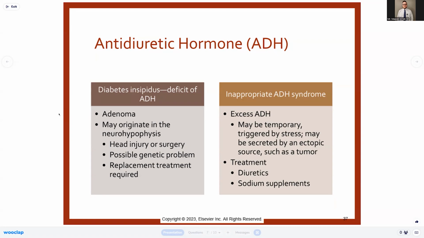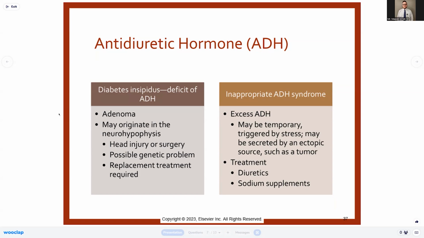Do you remember what ADH does? ADH is anti-diuretic hormone. ADH is made by the hypothalamus, stored and secreted by the posterior pituitary, also known as neurohypophysis. The neurohypophysis secretes ADH. ADH targets the kidneys and says, hey, kidneys, we need some more fluid. So you reabsorb some water from the renal tubules, put it back in the bloodstream.